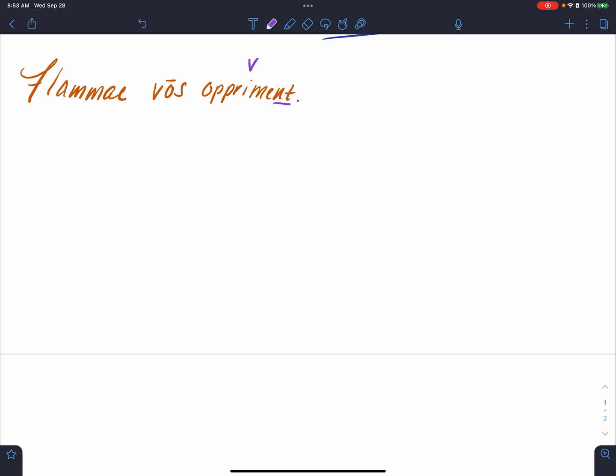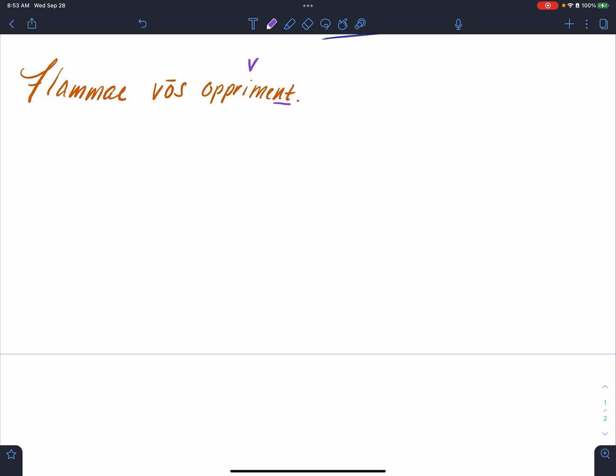Could it be vos? Technically? Yes, right, remember vos, vestri, vobis, vos, vobis. It could be nominative or accusative. But what makes more sense here? Will you overwhelm the flames, or will the flames overwhelm you? Well, I guess you could do it either way.